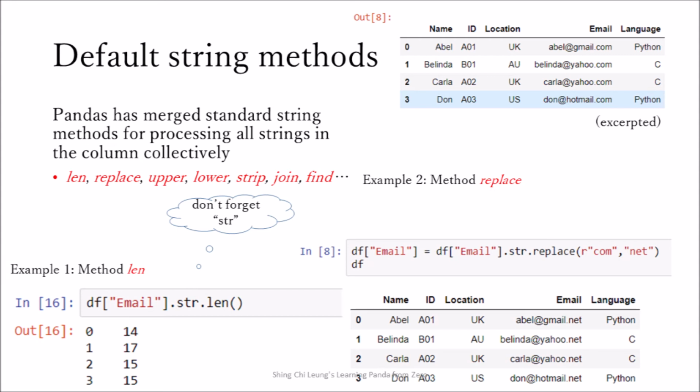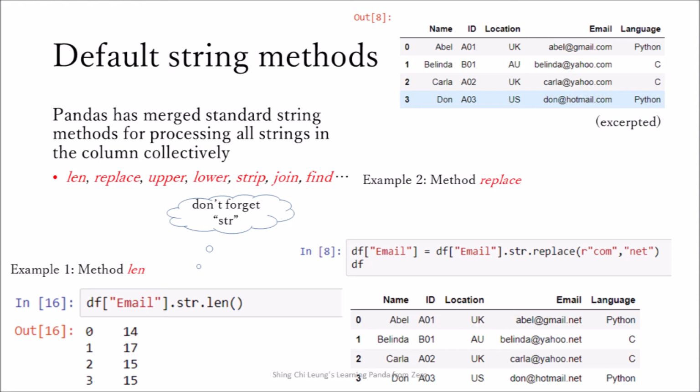The second example we want to show is the replace method. It is a very common operation for cleaning the textual data, so I would like to make an example here. This time we want to change all emails ending with .com into .net. To do so, we call the method str.replace and pass the pattern to be replaced, namely com, as the first argument, and in the second argument, the new string pattern we want to override with, namely net.